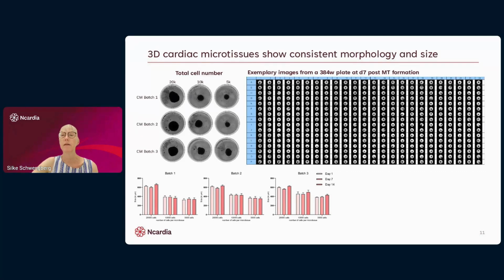And then the image on the right, upper right part here, is actually a full 384-well plate at day 7 post microtissue formation, where you can see that using the Tecan robot, in each of the wells you have 1 microtissue. Usually you really only get 1. You might see some debris or singular cells sitting around it, but we do not typically get multi-microtissues or whatsoever. So this is really a very robust and easy to use methodology.